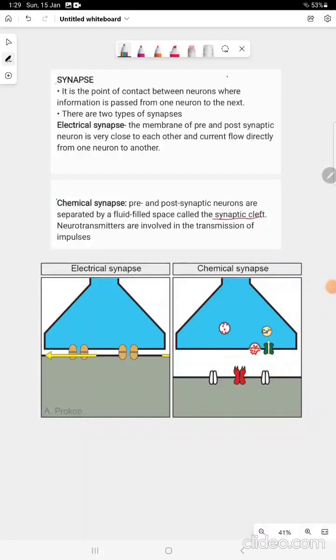Hi all, in this video we are going to discuss the synapse. Now you all know about the neuromuscular junction. This is the point of contact between neurons where the information is passed from one neuron to the next.